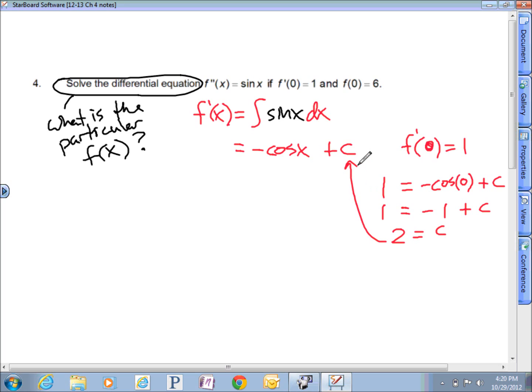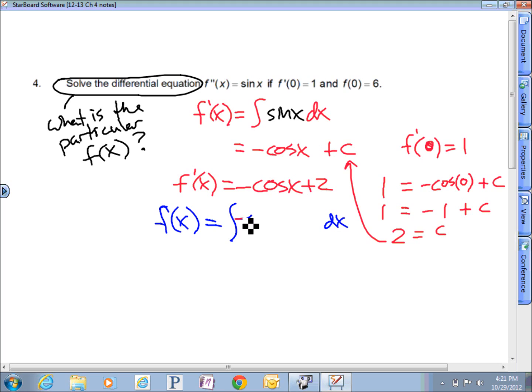What is really my f prime of x equation? Opposite of cosine of x plus 2. Is that my answer? No, I'm supposed to come up with what f of x is equal to. What's the particular f of x? Well, if you want to find the f of x equation, you're going to take the antiderivative. I'm going to take the antiderivative of my derivative function, my opposite cosine of x plus 2.